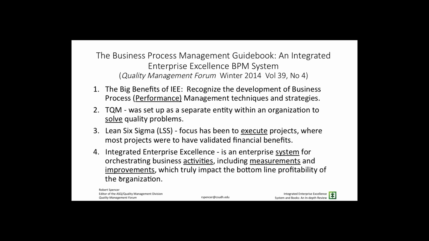And lastly, in our current iteration of business process management, we have IEE, which is in fact an enterprise system for orchestrating business activities, including measurements, quality metrics, and improvements identified in a strategic planning process. And these should have a true impact on bottom line profitability of the organization.